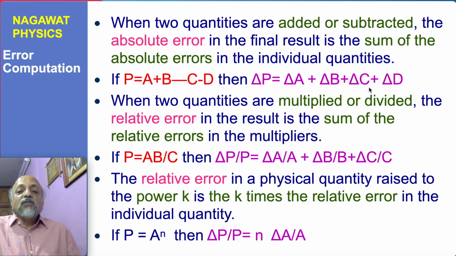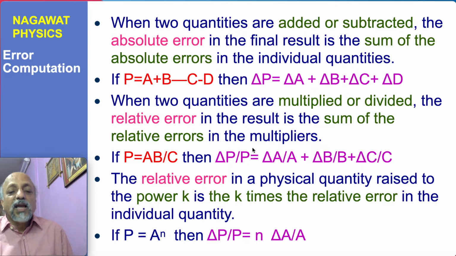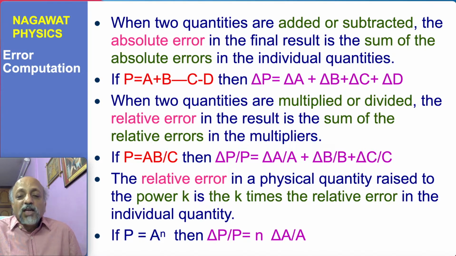But when two quantities are multiplied or divided, it is better to describe the algebra of errors in terms of relative error, because we have a simple relationship in terms of relative error. Suppose P is given by multiplication of A and B and then divided by C, then we can write P equal to AB divided by C. Then the relative error of P is equal to the relative error of A plus relative error of B plus relative error of C. Again, whether it appears in numerator or denominator, the relative errors will be added.